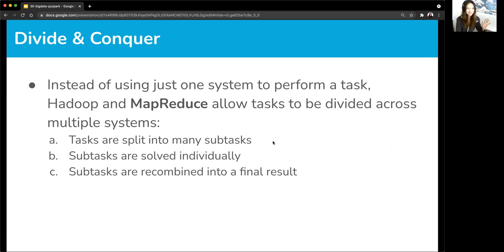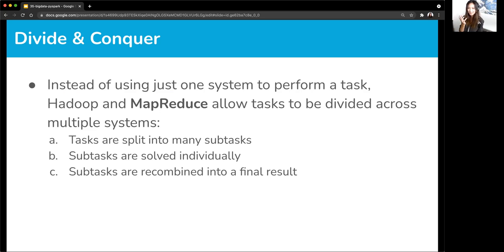Okay, so as I was just saying, instead of using just one system to perform a task, Hadoop and MapReduce allow tasks to be divided across multiple systems. Overall, how it works is first you have your task and it's split into many subtasks. Value counts for a trillion-row data set is going to be split up into a trillion divided by 10, which is 100 billion for each of the 10 computers. So the subtasks are solved individually and then recombined into a final result.